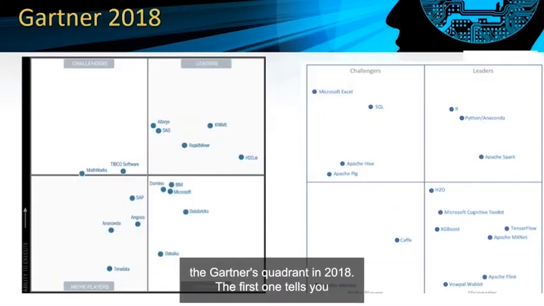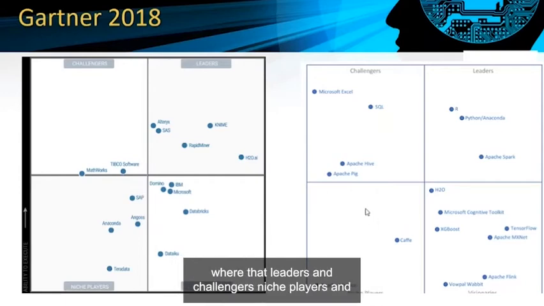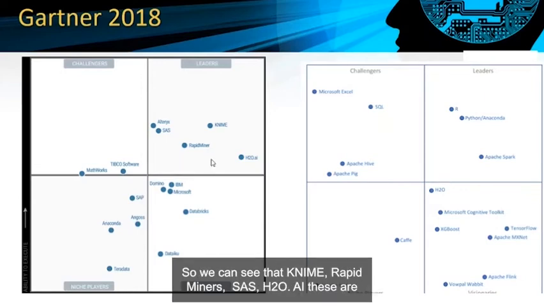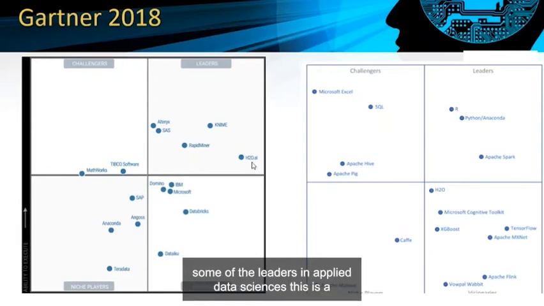So here is the Gartner's Quadrant in 2018. The first one tells you this one, where the leaders and challengers, niche players and visionaries, these are the four quadrants. And according to the completeness of vision and the ability to execute, they have been placed, and the tools have been placed in those quadrants. So we can see that RapidMiner, SAS, H2O.ai, these are some of the leaders in applied data sciences.